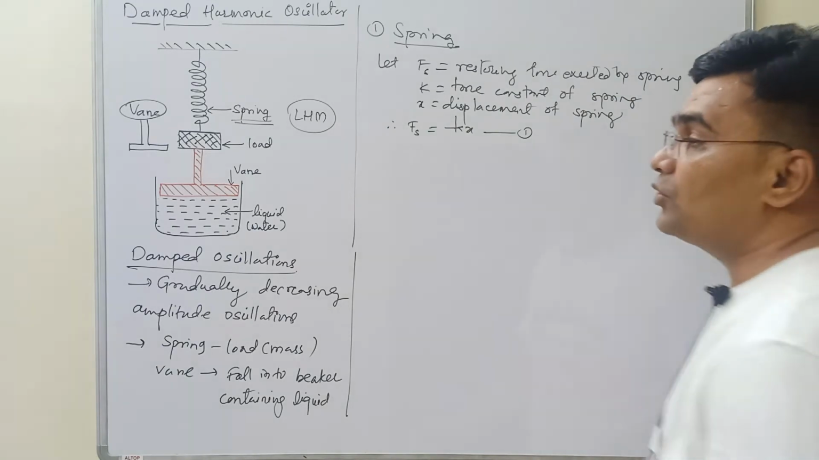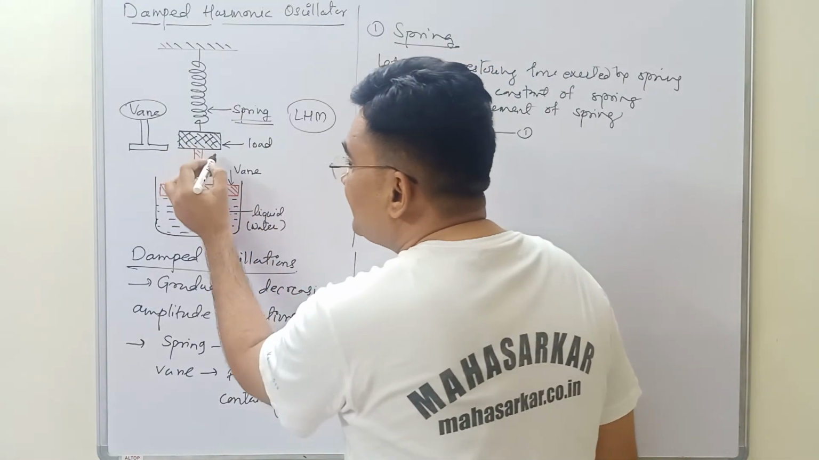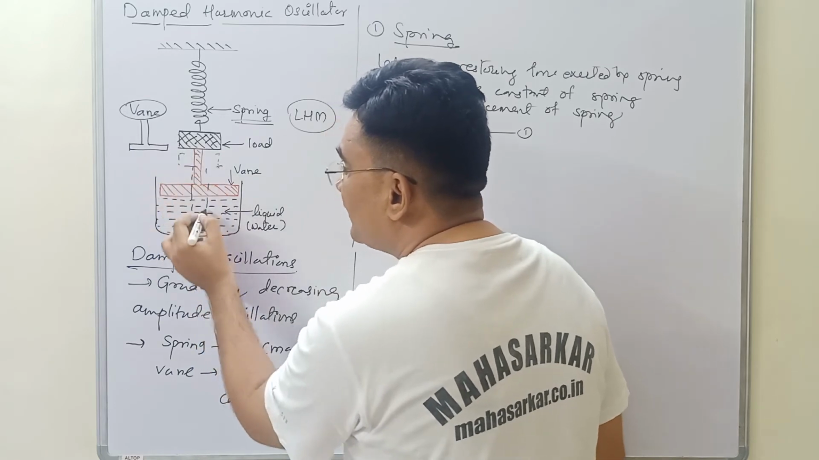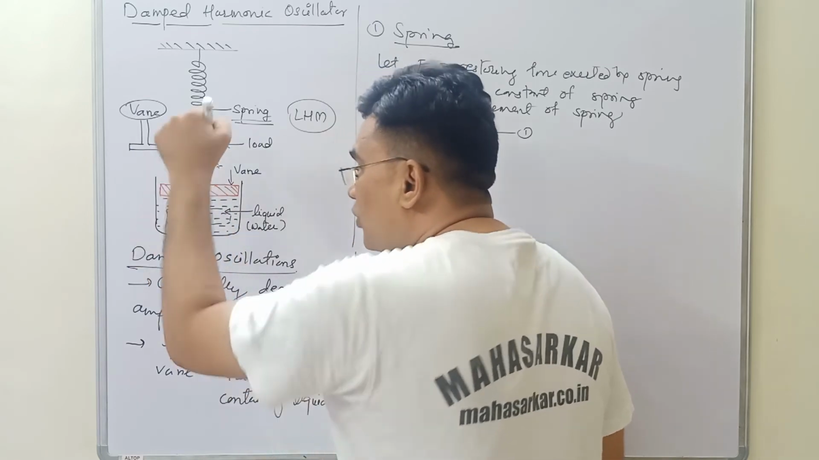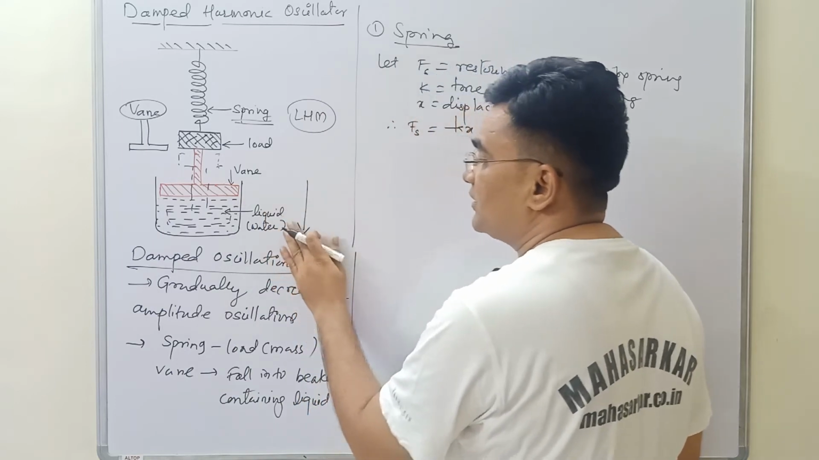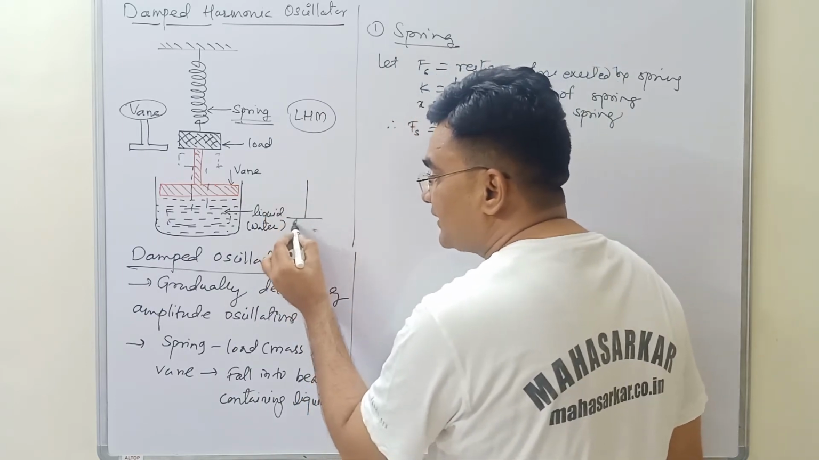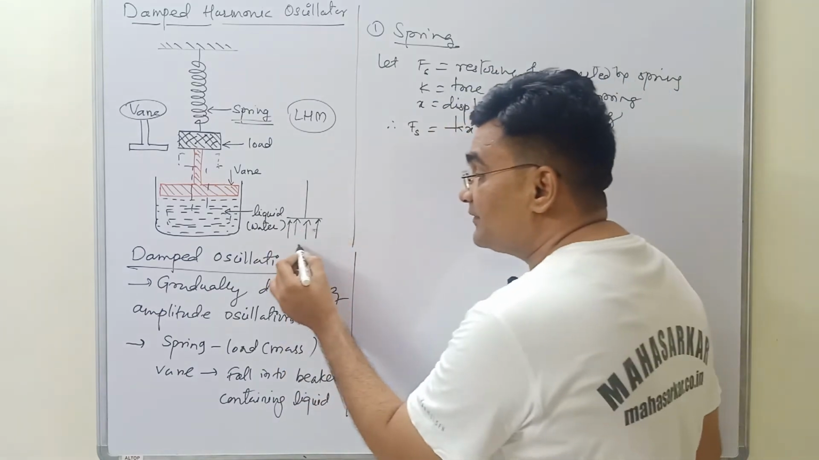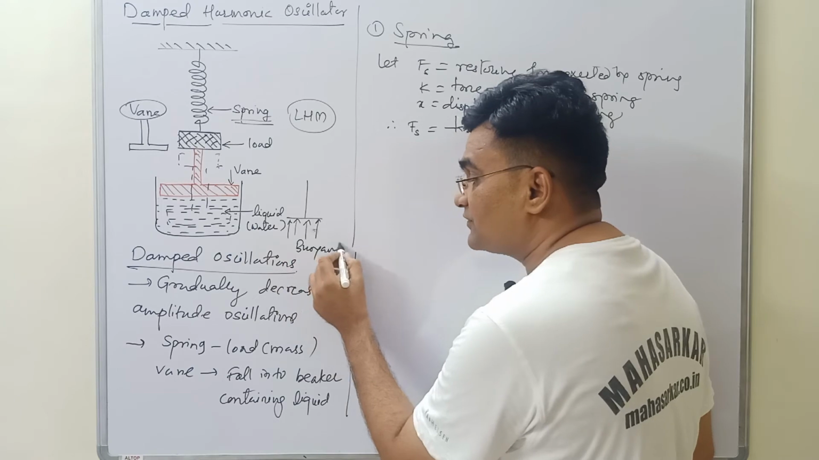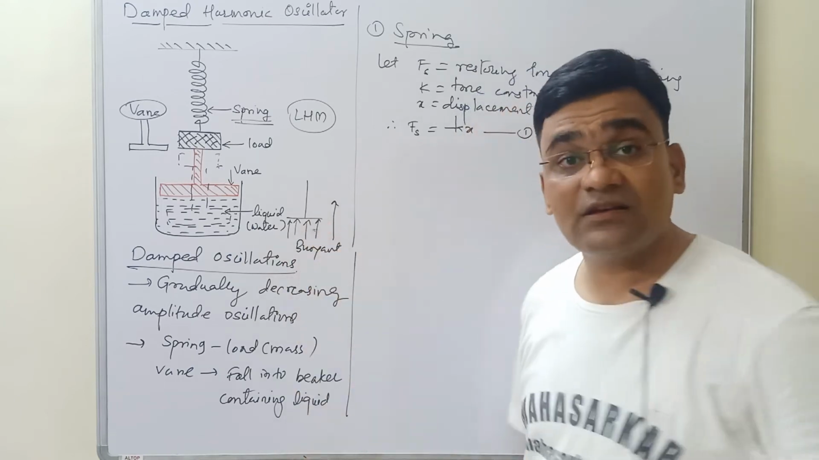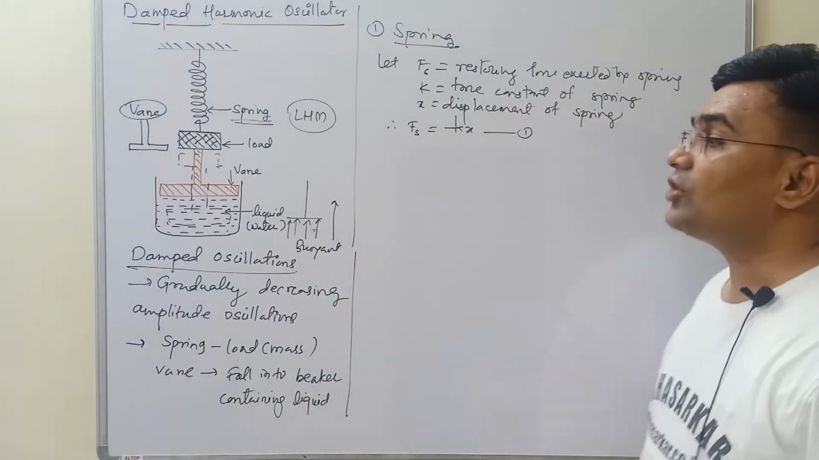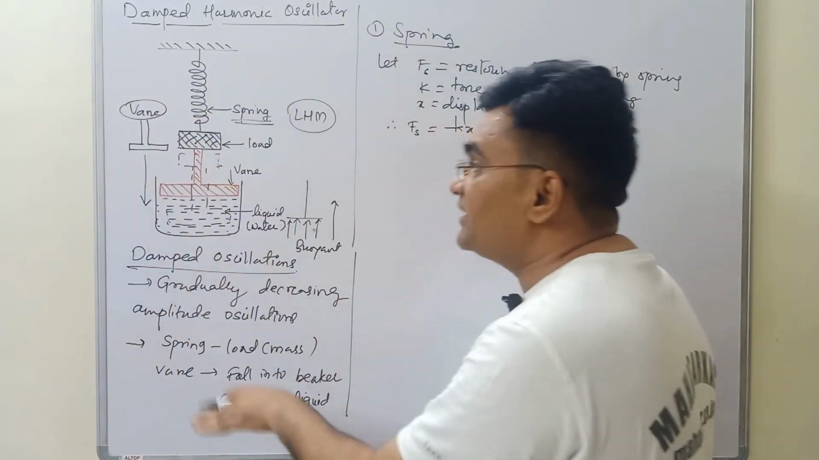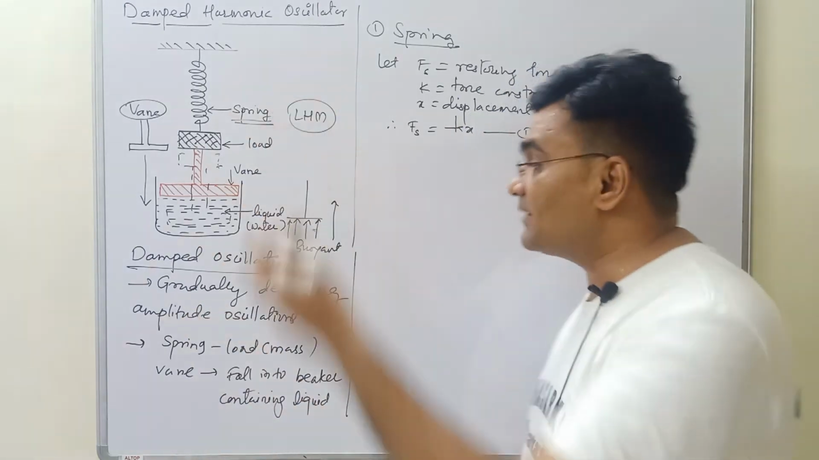Now when the metal block comes down, the vane will come down and exert force on the surface of the water. When the vane enters the water surface, it experiences a buoyant force, in the upward direction. I will call this the damping force. The greater the velocity of oscillation of the vane, the greater the damping force.